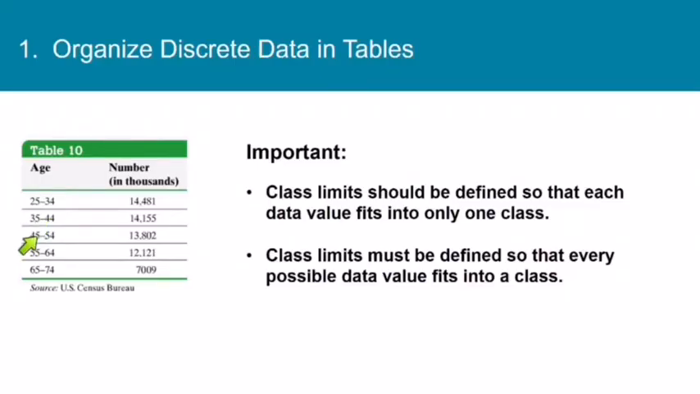So you can look at the upper class limit and the next lower class limit and see that they are consecutive, so every number will fit into one class or the other. And you can also see that they don't overlap, so no data value is going to fit into two classes.